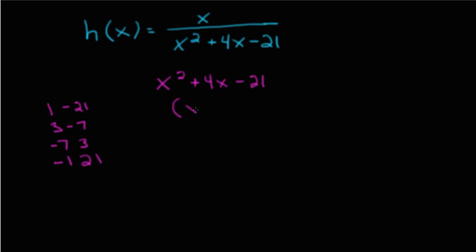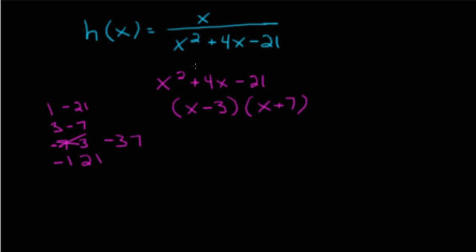Oops, sorry, I messed that up. I wrote the same thing down here twice. It's actually negative 3 and 7 and negative 1 and 21. So the factors that add up to a positive 4 will be our negative 3 and 7. So x minus 3, x plus 7.